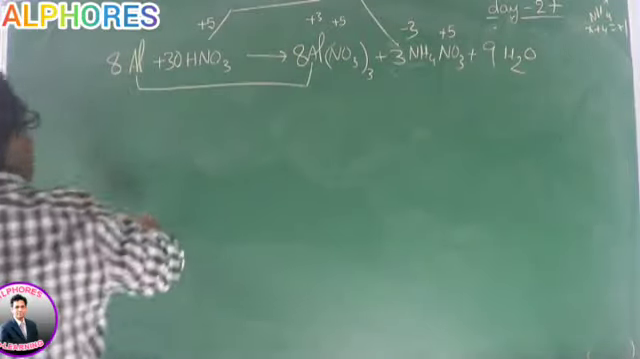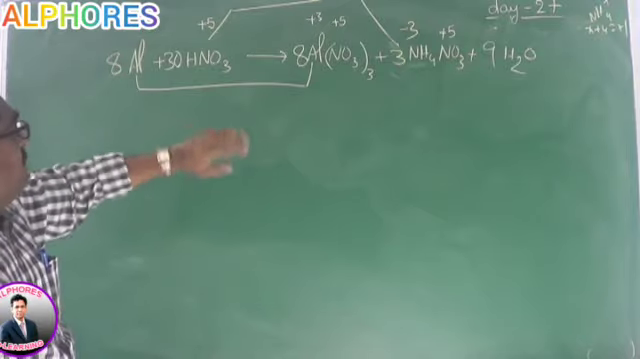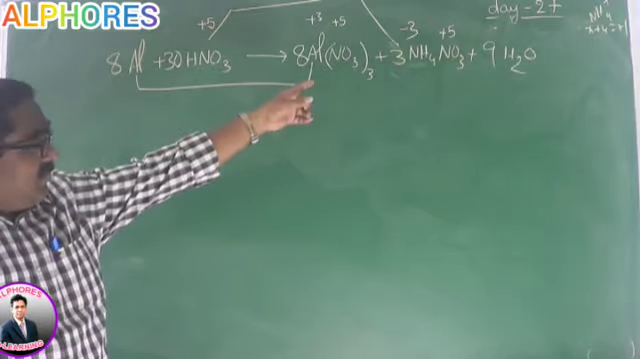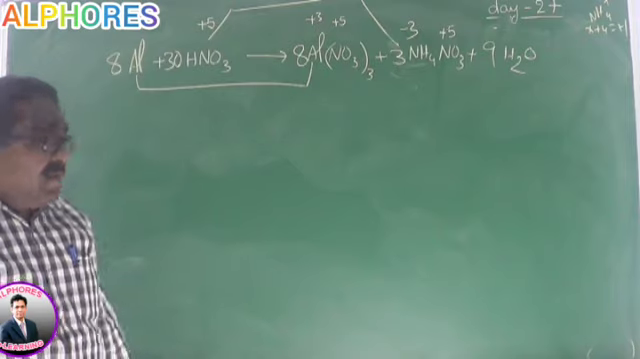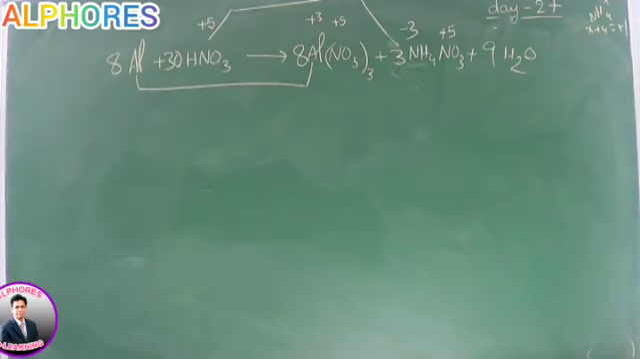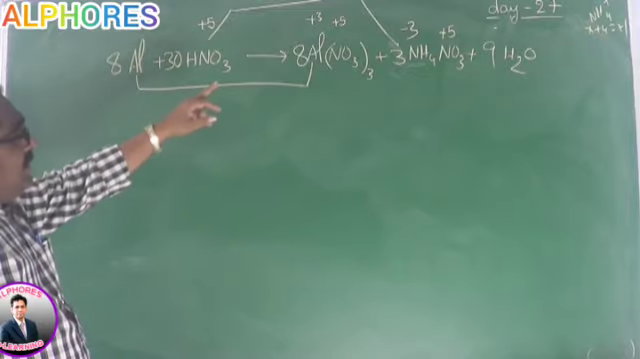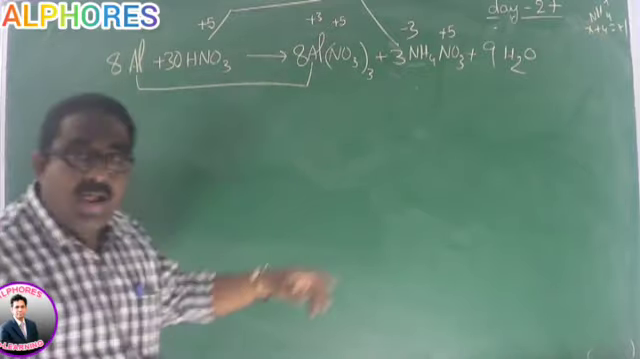So hydrogens also automatically balanced. You check it out. 30 hydrogens. 3 4 12 plus 18, 30. Now the equation is balanced. See, it is 83.